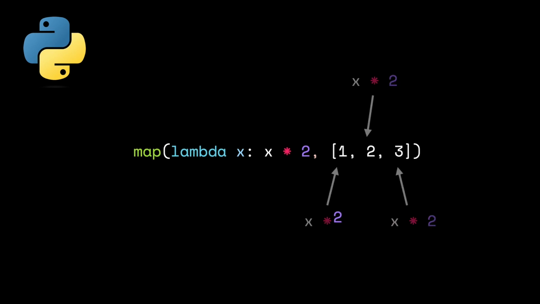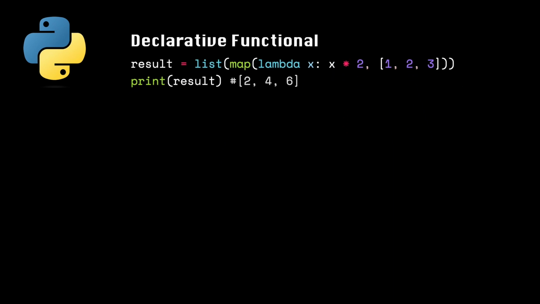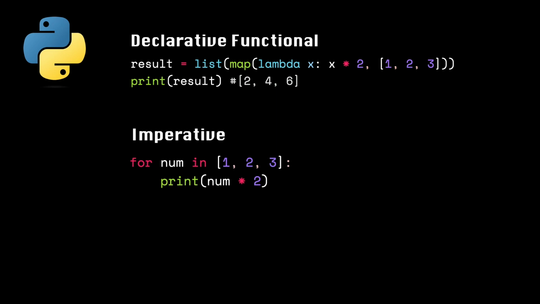And if you notice, functional programming actually encourages a declarative style. Instead of telling the code step by step on looping through the list and multiplying each number by 2, we tell the code to take a list and a function. The code then figures out what it needs to do to loop through the list itself. Here's the imperative version of the same code.